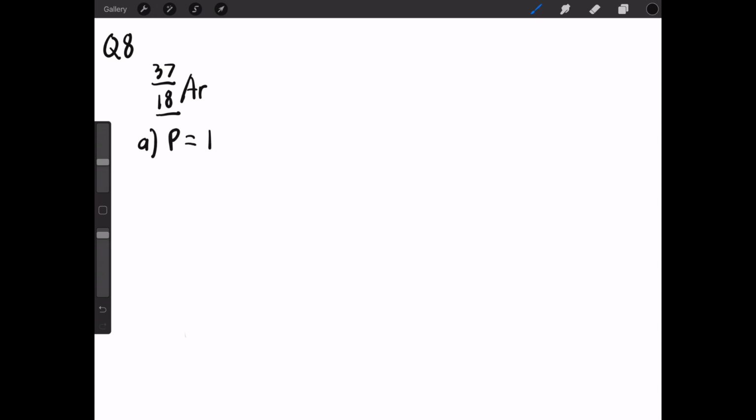Proton number is simply 18. And the neutron number is going to be 37 minus 18, which gives me 19. 18 protons, 19 neutrons. Part B. What is the charge in coulombs of this ion?